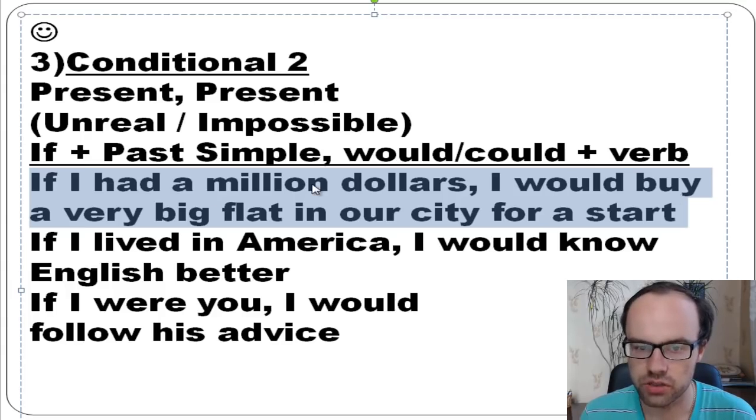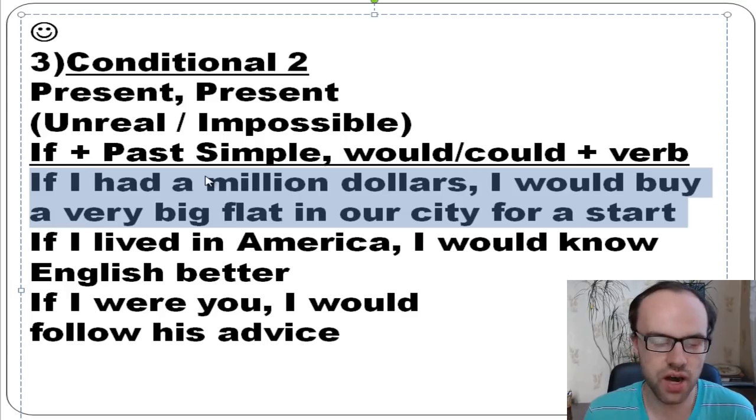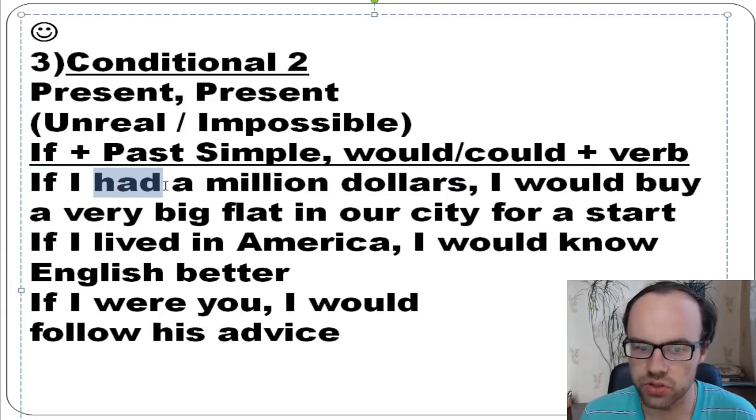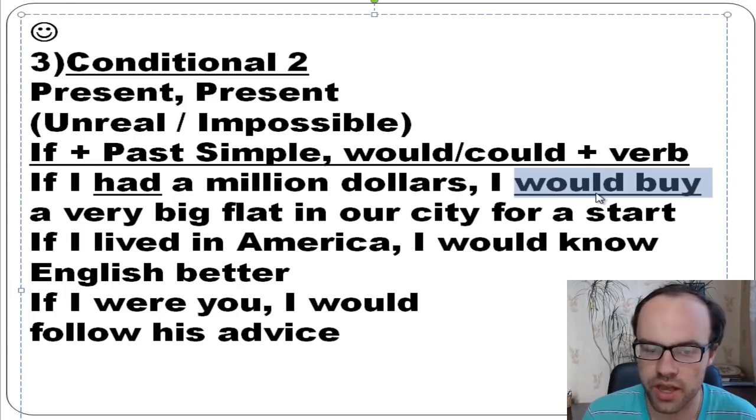So if I had $1 million, so it's unreal, impossible, so I don't have this money, you know, I have little money, yeah, not $1 million, so it's too much, and so it's in my imagination, so I imagine it, yeah, it isn't true now, so I don't have $1 million now. So if I had $1 million, and we use past simple. If I had $1 million, I would buy, yeah, would plus verb, so it's about now. So what would I do? I would buy a very big flat in our city for a start.